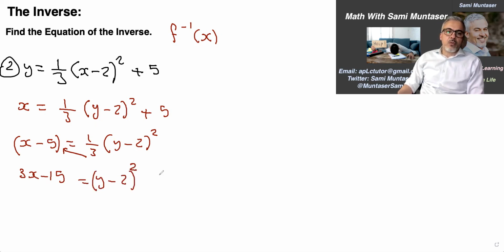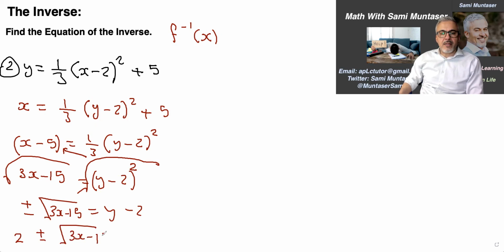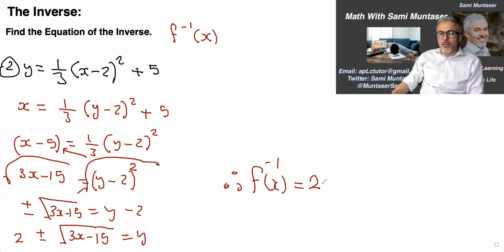Now we got to get rid of this square. So what I'm going to do, I'm going to square root both sides. And when you square root the sides, you got to get plus or minus the square root of 3x minus 15 equals y minus 2. And then I'm just going to move the -2 to the other side, so it becomes plus 2. So 2 plus or minus the square root of 3x minus 15 equals y. And therefore, the inverse f to the -1 of x for this equation equals 2 plus or minus the square root of 3x minus 15.